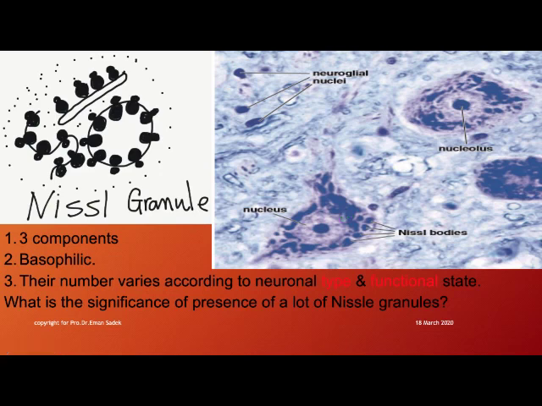When it is an exhausted cell, the Nissl granules will be much less in number. When it is highly active, they will be in huge number. And also according to the type of the neuron, according to their functions also. Here, what is the significance of the presence of a lot of Nissl granules? It's an indication of the high protein synthetic activity of the cell, either for export or for the needs of the cell. As we said, an example of export is the neurotransmitter, and for the needs of the cell, membrane proteins.